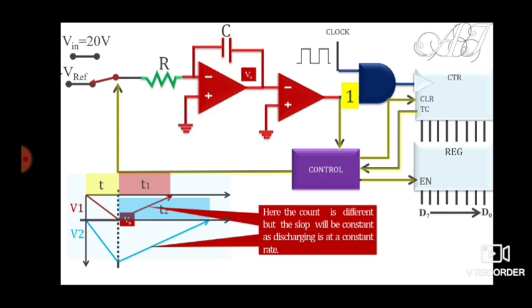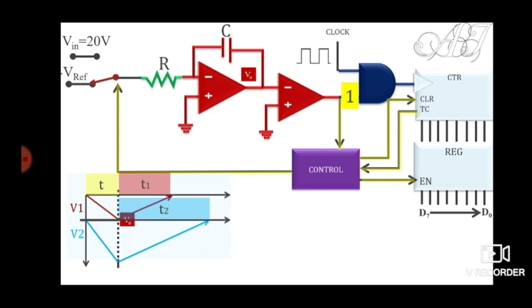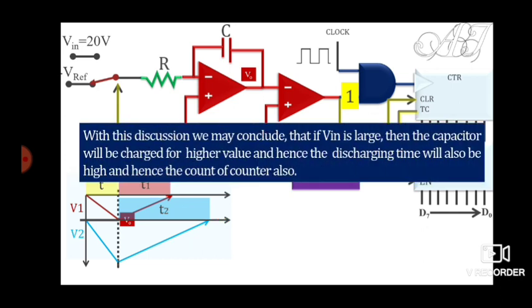Okay, so if the time taken by the capacitor to discharge is high, then accordingly your counter will count. Let's say for T1 your counter has counted till 011, and for T2 it has to count to a larger value, so it may count to 0111, okay, 7. So this is the concluding remark. Here I have written in the discussion: we may conclude that if Vin is large, then the capacitor will charge to higher values, and hence the discharging time will also be high, and hence the count of the counter will also be high.